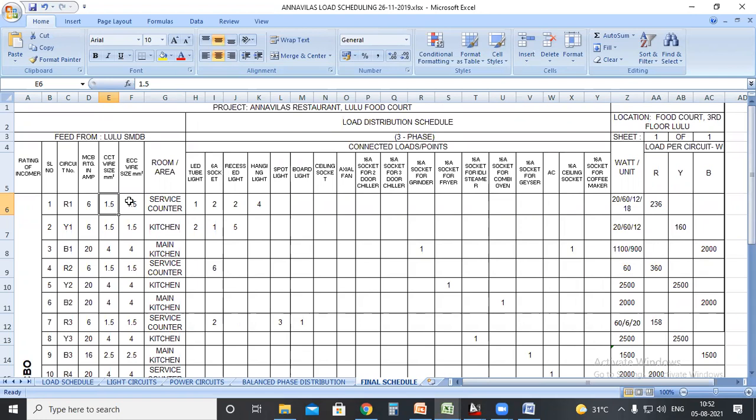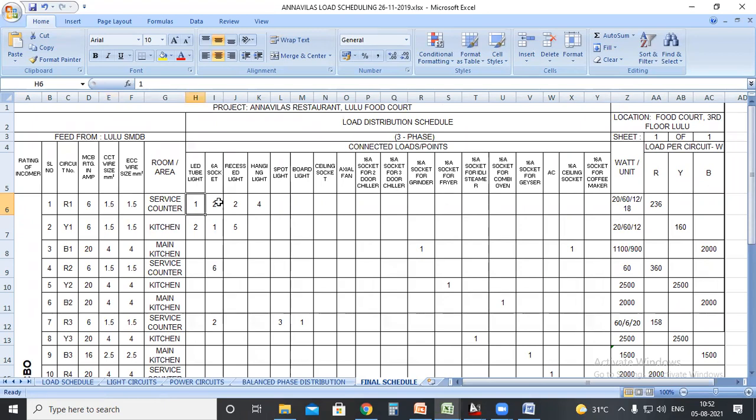But it is better to take the lighting circuit wire, that is phase wire, neutral wire, and earth wire, as insulated wire itself. So the circuit wiring is 1.5, and the earth wiring is also 1.5. Room or area, that is service counter. Okay, what all things are there?